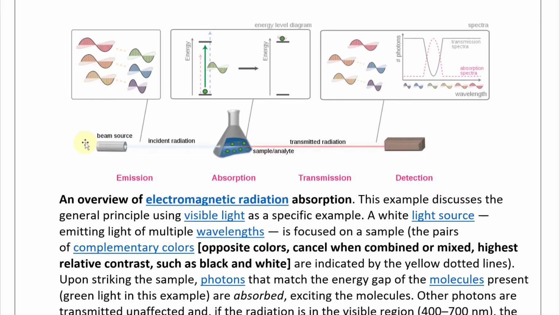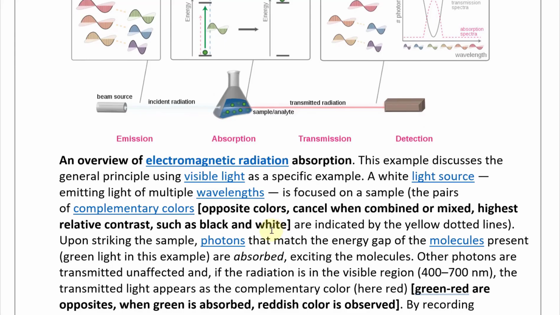So we'll go over here. You have a beam source right here, emitting these wavelengths. You have white light, a bunch of different wavelengths, and these dotted lines indicate the complementary colors there. And then incident radiation: these are the photons that strike this sample, and then this gets absorbed inside. So we'll continue reading here.